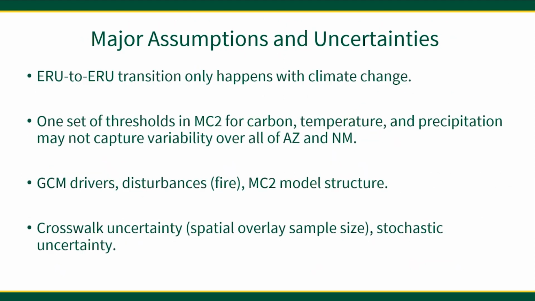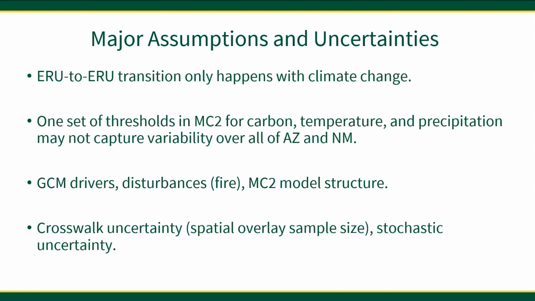I have to mention something about assumptions and uncertainties in our model. We did assume the ERU to ERU transitions are only happening with climate change. So we did not model transitions between ERUs from any other driver, just climate change. We only have one set of thresholds in MC2 for temperature and precipitation that determine carbon and vegetation. That's probably a little too coarse for all of Arizona and New Mexico.